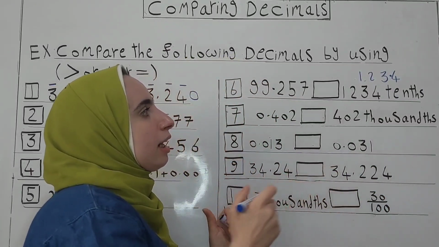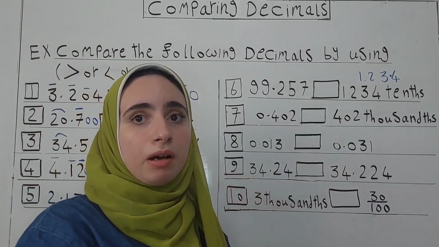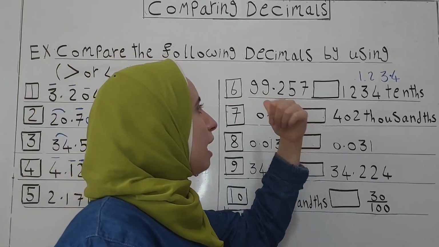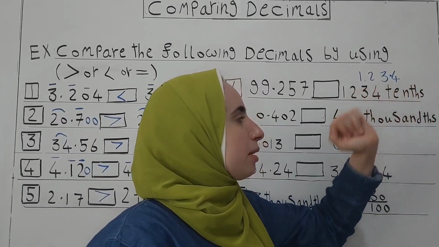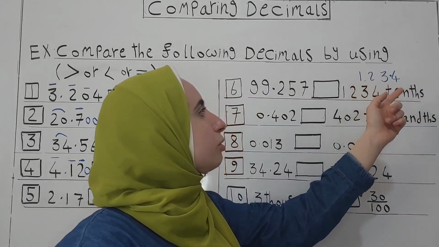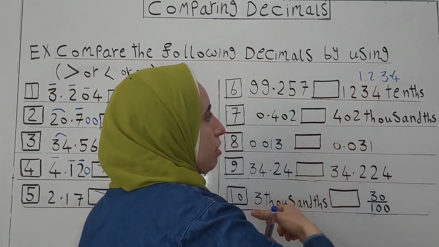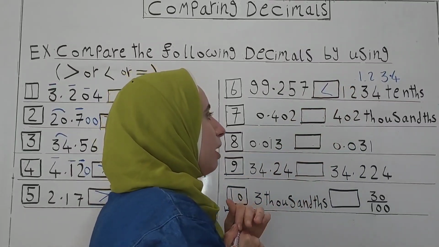Now we need to make a comparison. We put our eyes on the left, on the integral part, and make a comparison. In the first number we have 99 whole numbers, and in the second number we have 123. Now, which is greater? 123. So the first number is smaller than the second number. Number 7.